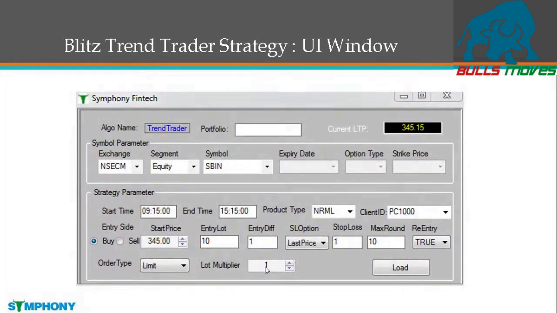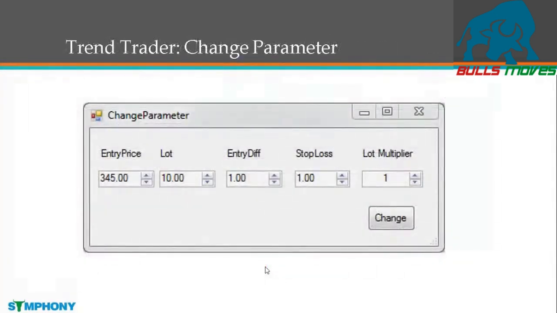So this was the UI window, how you can use the trend trader strategy with the 5paisa application. And then there is a change parameter window also available for this strategy. So you can change your parameters, pricing or lot size or entry difference, stop loss or lot multiplier. So this was the trend trader strategy, how it works.